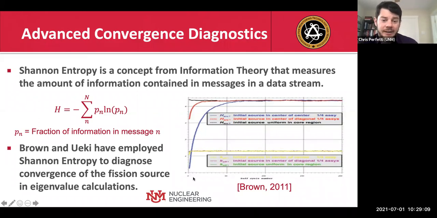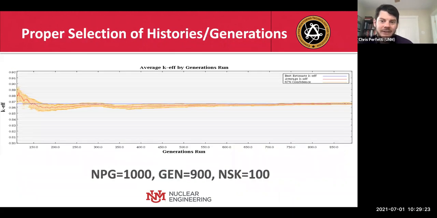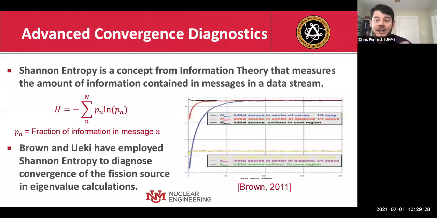What they saw is that there are some cases, so down here is the eigenvalue plotted, up here are H's, which are the Shannon entropies. What happens is that the eigenvalue converges a lot faster than the Shannon entropy. So even analyses like this can be misleading. Looking at the Shannon entropy is the much better metric for diagnosing that something is converged.